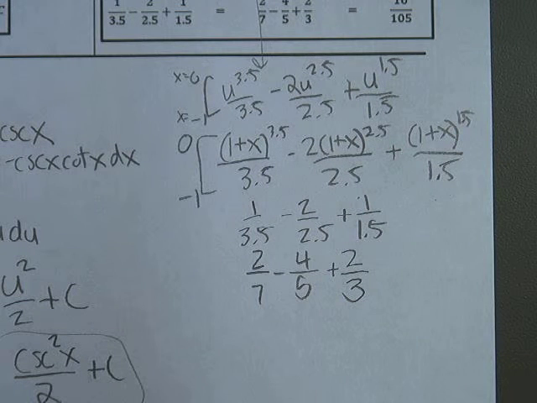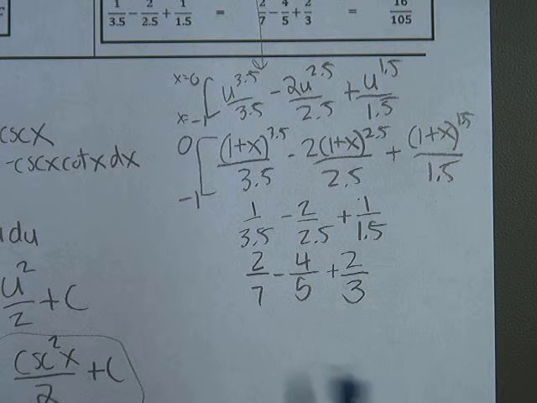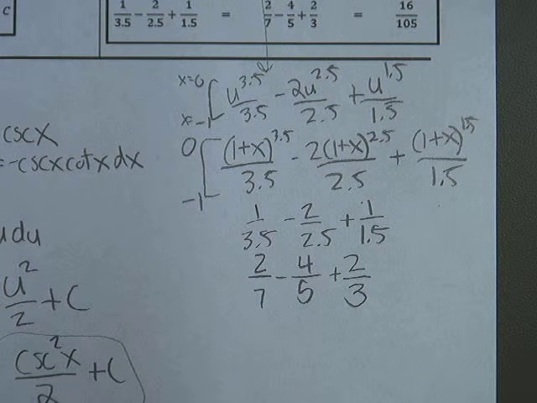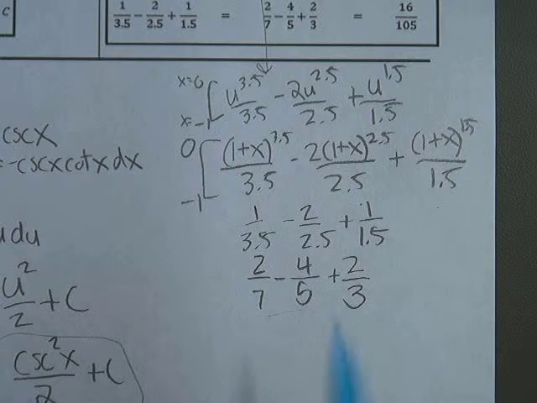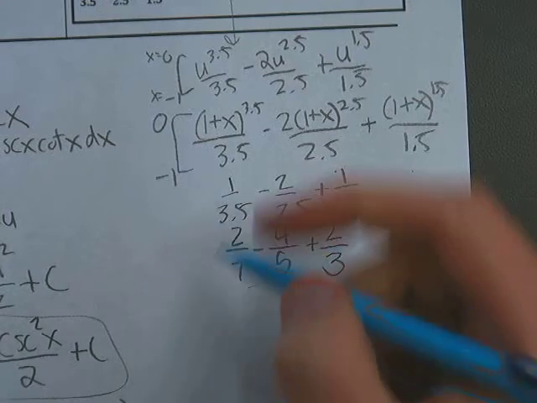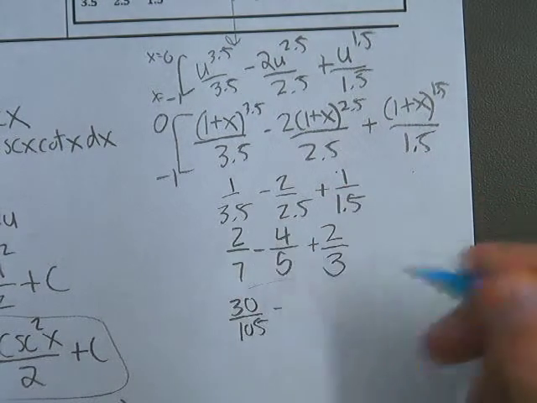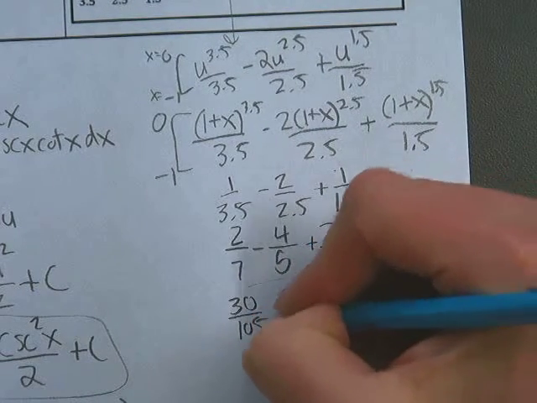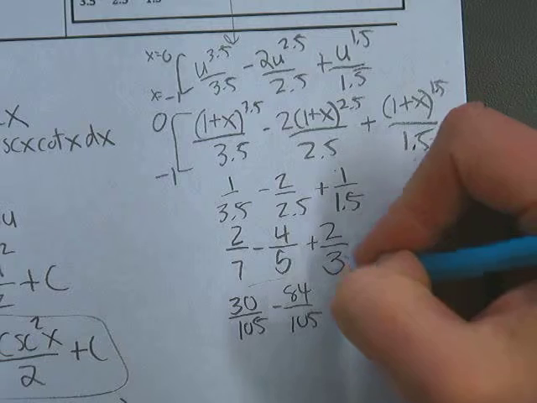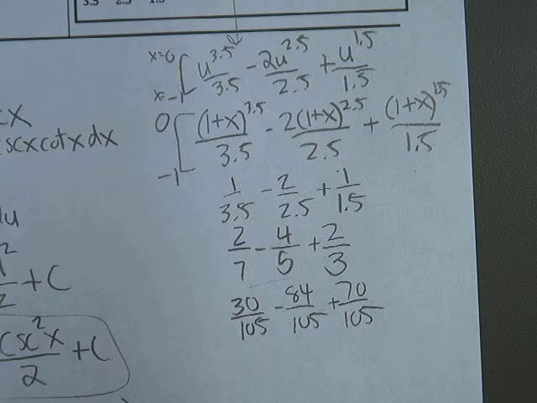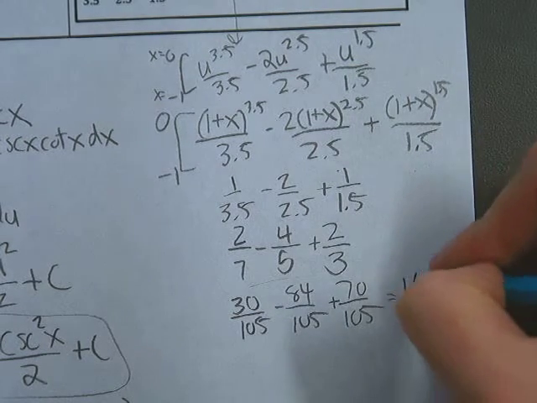So just rewriting them. And then I had to find the least common multiple. Turns out these are all prime numbers, so they have no easy prime factorization. We actually just have to go to 3 times 5 times 7, which is 105, for the least common multiple of all these. So if you do that, 7 goes into 105 15 times, so it's 30 over 105 minus 84 over 105 plus 70 over 105. And if you add these together, you just get 16 over 105.